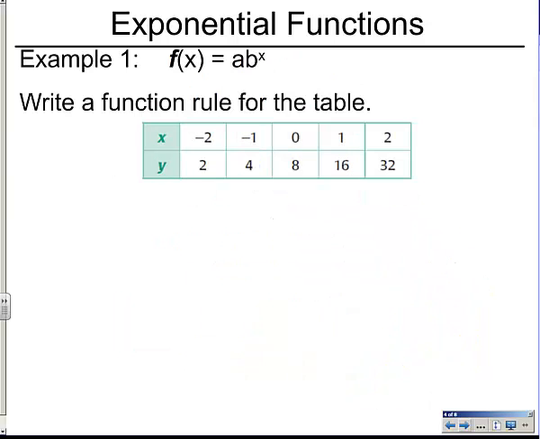So for example 1, we're going to write a function rule from the table. So first thing we'll do is check to see, is there a common difference? Well, that would be a +2, and this would be a +4, and this is a +8. So it's not a common difference, so that means it's not linear.